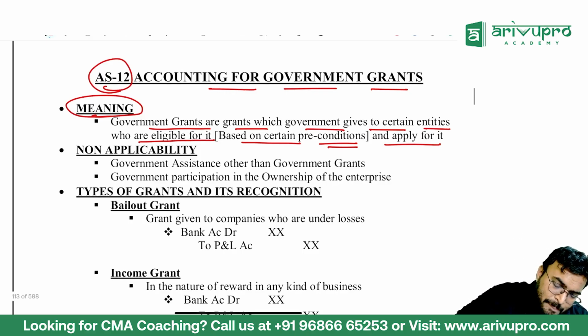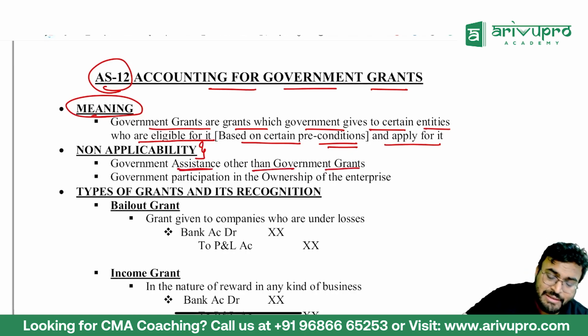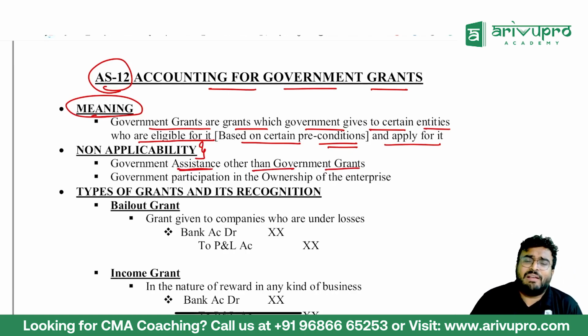Non-applicability: government assistance other than government grants. Government is telling you that for 5 years there is no tax. That is called a tax holiday. This is government giving you assistance, not money. This is not applicable. Clear?